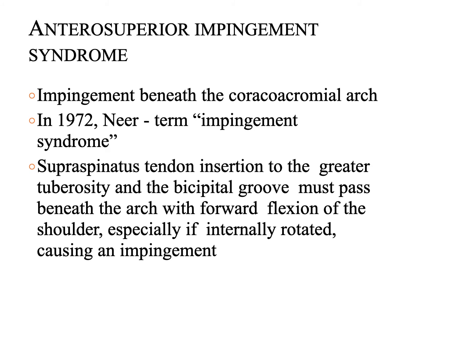Let us move on to anterior-superior impingement syndrome. Impingement beneath the coracoacromial arch is called anterior-superior impingement syndrome. In 1972, Neer termed impingement syndrome. So supraspinatus tendon insertion to the greater tuberosity and bicipital groove must pass beneath the arch with forward flexion of the shoulder, especially if internally rotated, causing an impingement.